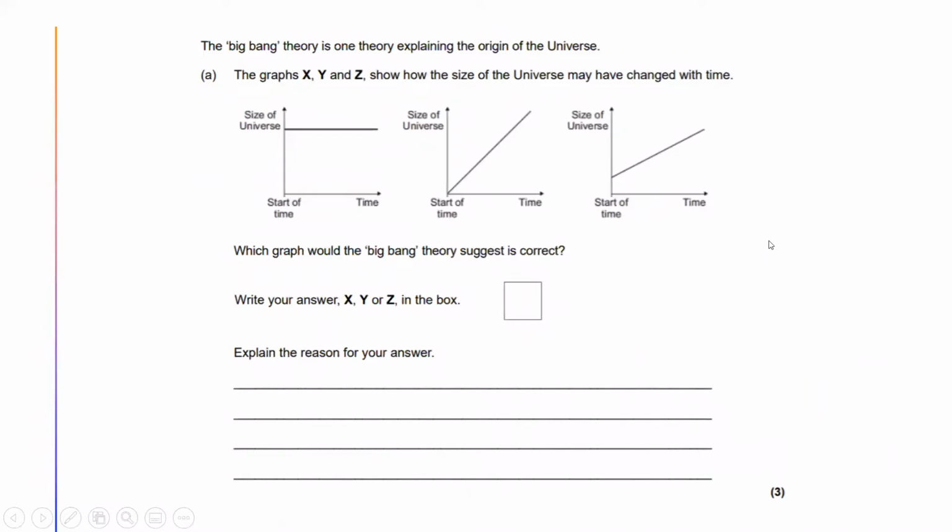So there's one about Big Bang again. It's asked a lot in these exams. So the Big Bang theory is one theory explaining the origin of the universe. The graphs X, Y, and Z show how the size of the universe may have changed with time. So we've got this one, which is going straight along. One in the middle, it's got an origin and is expanding. This is the size. And this one doesn't start at the origin. So which graph would the Big Bang theory suggest is correct? Write your answer X, Y, or Z in the box and then explain it. So again, have a think.